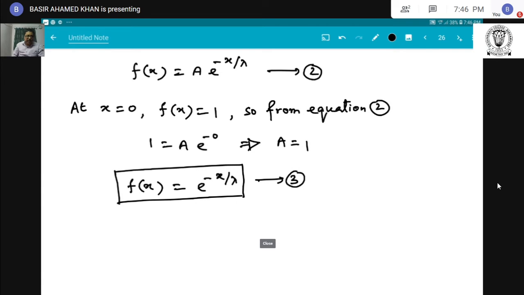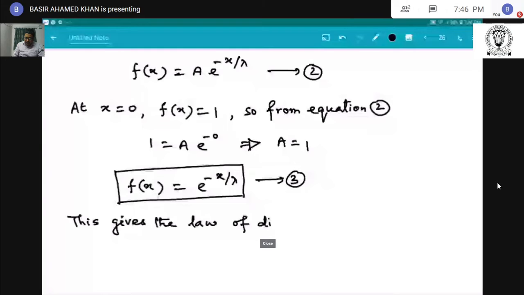This is equation 3. This gives the law of distribution of free path, or collision probability.